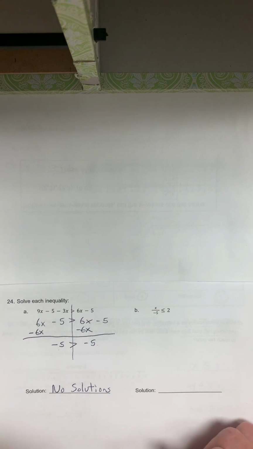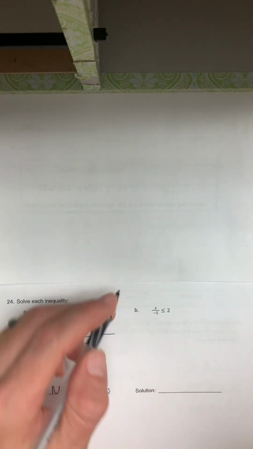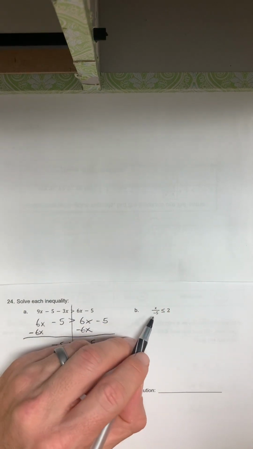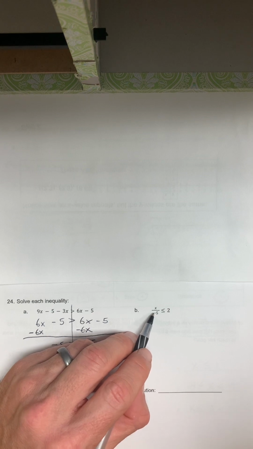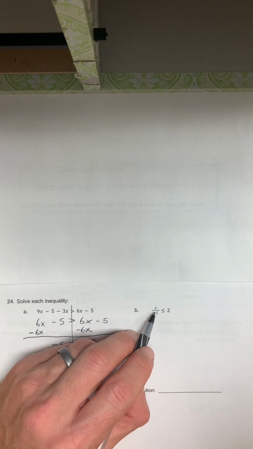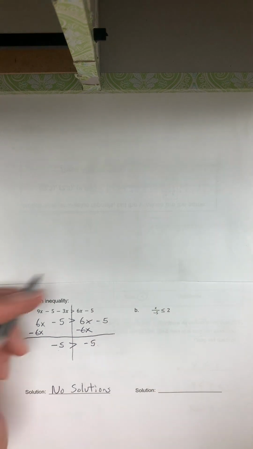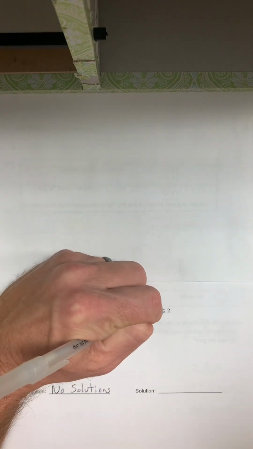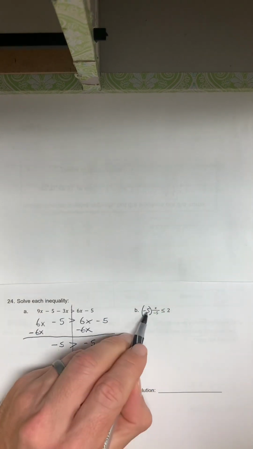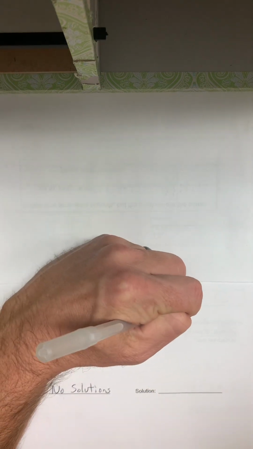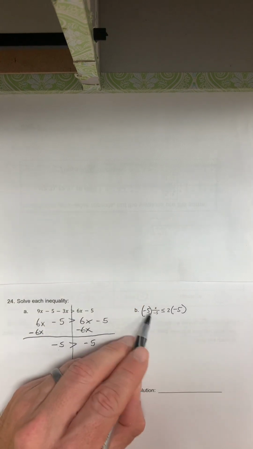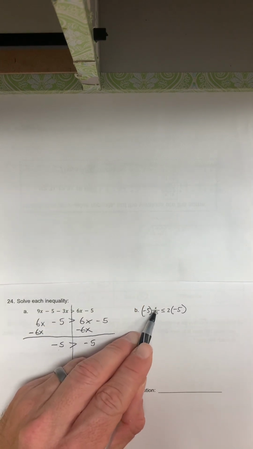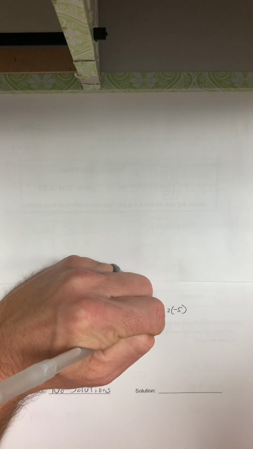So again, solve the inequality means to get the letter by itself. So the letter's right here. And this is being divided by negative 5. So if we want to move this negative 5, we have to do the opposite of dividing. The opposite of dividing is to multiply. So I'm going to multiply this side by negative 5. And I'm going to multiply this side by negative 5. Okay, so when I do that, these go away. And the only thing left over here is the x.